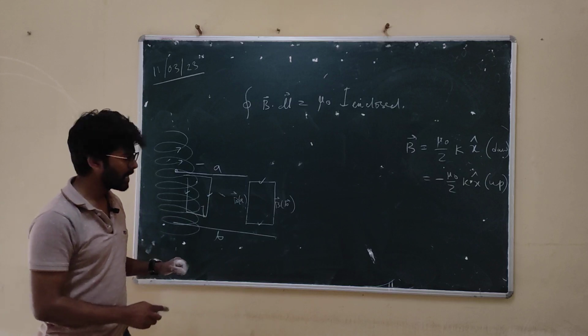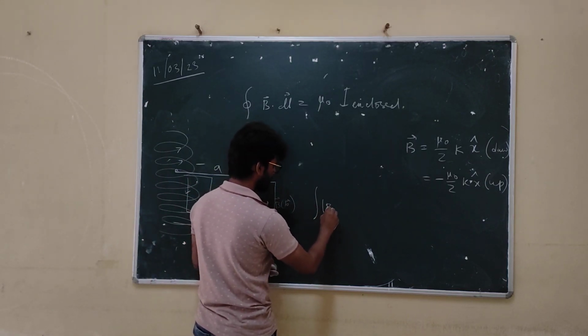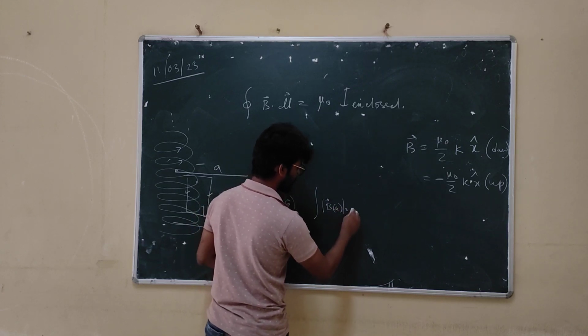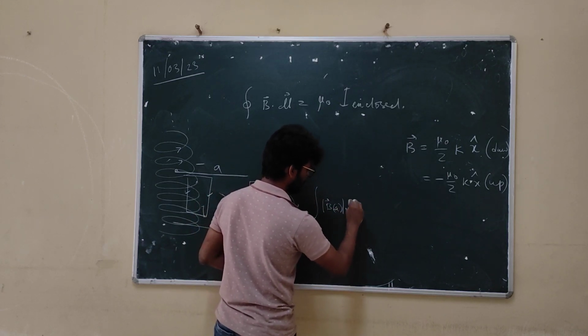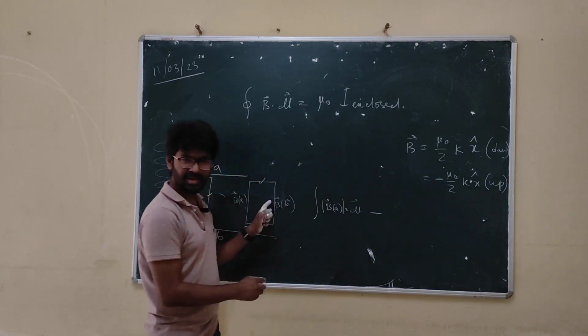So let's apply Ampere's law. It will be B at A dot this dl, and minus, because of the current.